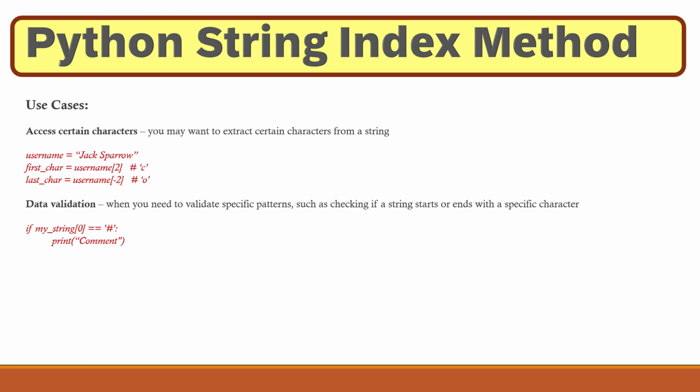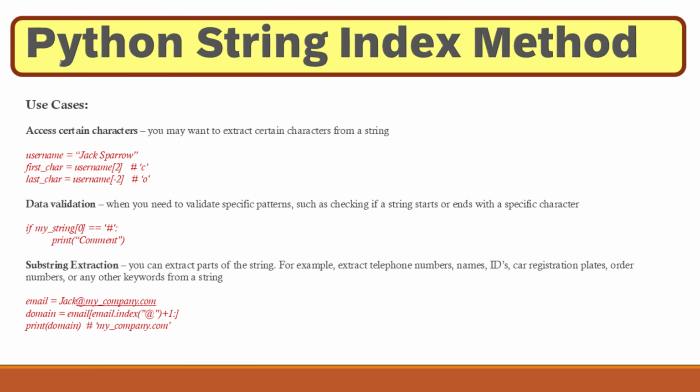The next example is data validation, when you need to validate specific patterns, such as checking if a string starts or ends with a specific character. So I've got if my_string, and then in the square brackets, a 0, so that's the index position, a 0. And then if it equals the comment sign, the hash, print comment. So we are indicating anything with a hash starting at 0 is a comment.